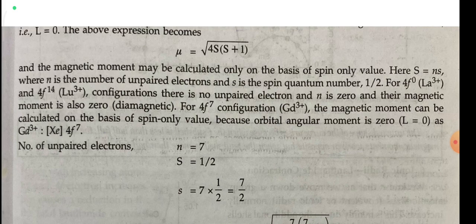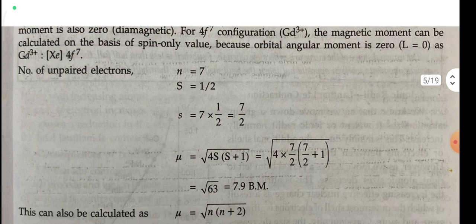Here s equals n times s, where n is the number of unpaired electrons and s is the spin quantum number. For f0 and for f14 configuration, there are no unpaired electrons and n is 0. Their magnetic moment is 0, diamagnetic. For the 4f configuration, the magnetic moment can be calculated on the basis of the spin only value because the orbital angular moment is 0.